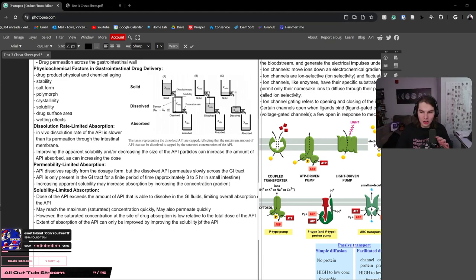But anyways, back to solubility. Essentially, the extent of absorption of the drug can be improved by improving the solubility. Making the drug more soluble means that more of the dose can actually be dissolved in the target area, which increases the absorption of the drug.